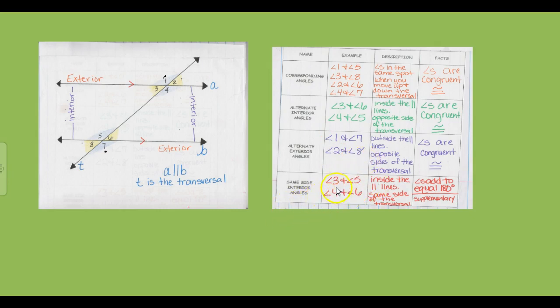Same side interior. Same side interior angles are the only angles that are not congruent. They are actually supplementary. They add up to equal 180. So you have angle 3 and angle 5. They are same side interior angles. Look, it makes sense, right? Interior and same side of the transversal. They add up to equal 180 degrees.